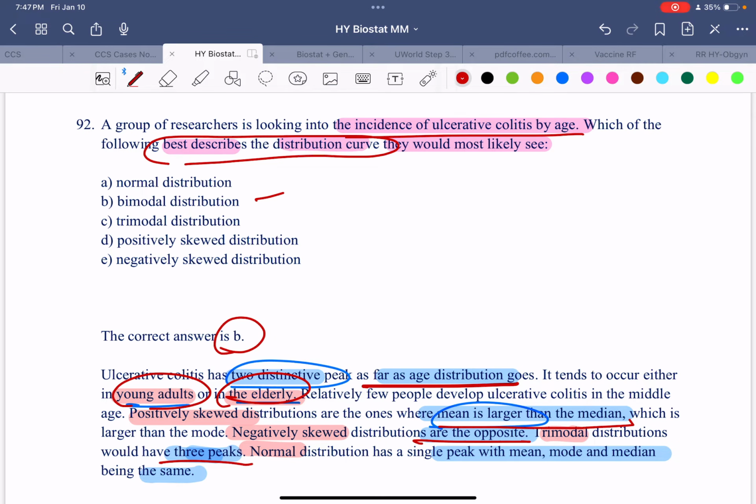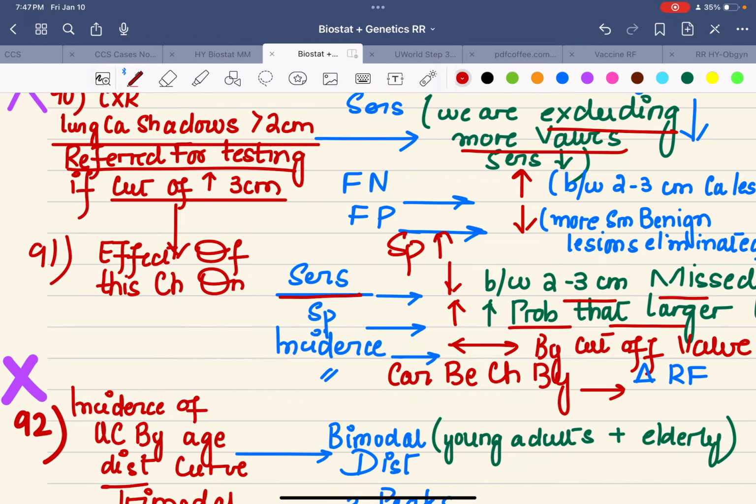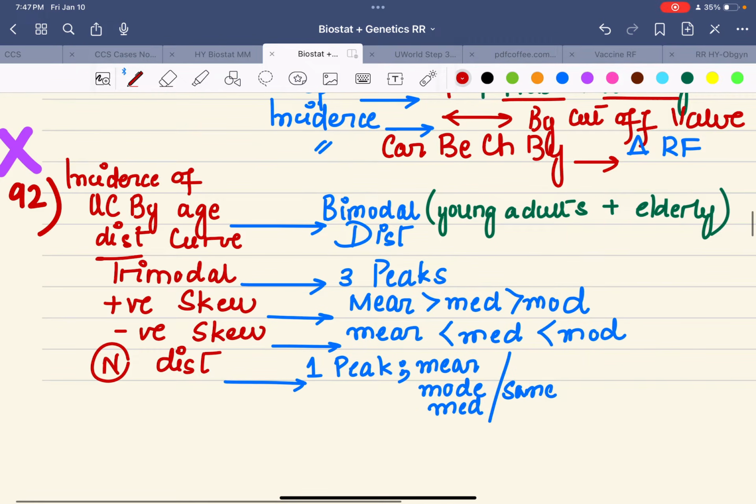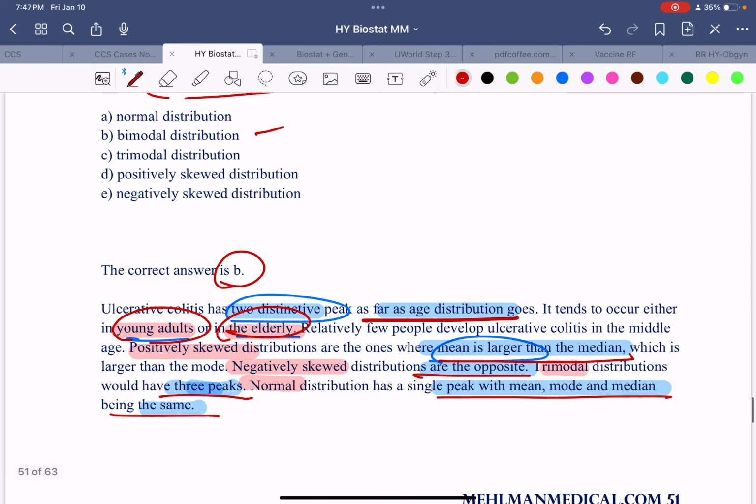Whereas if a distribution has three peaks, this is known as trimodal, whereas if there is a single peak of mean, median and mode, and they are all present at the same point, this is known as a normal distribution. So incidence of ulcerative colitis by age is bimodal. Why? Because it is in the young adults and then the elderly. Three peaks means trimodal. The mean being greater than the median and the mode means it is positively skewed, whereas the mean being lesser than the median and the mode means it is negatively skewed. And normal distribution is when we have one peak and the mean, median and mode lie at the same place.